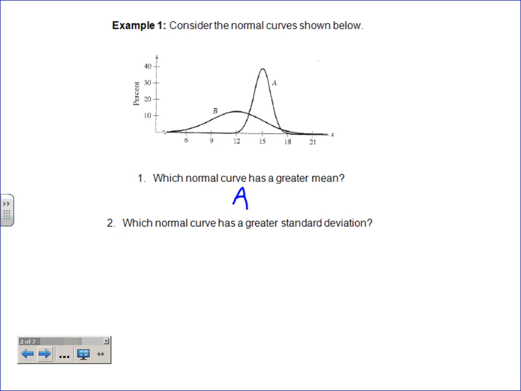But then which one do you believe has the greater standard deviation? So you go and you try and find those points of inflection, right? So you see this one's right about there and there. So that standard deviation isn't very far, is it? What is it, maybe 1 or 2 this way, and 1 or 2 this way maybe, right?